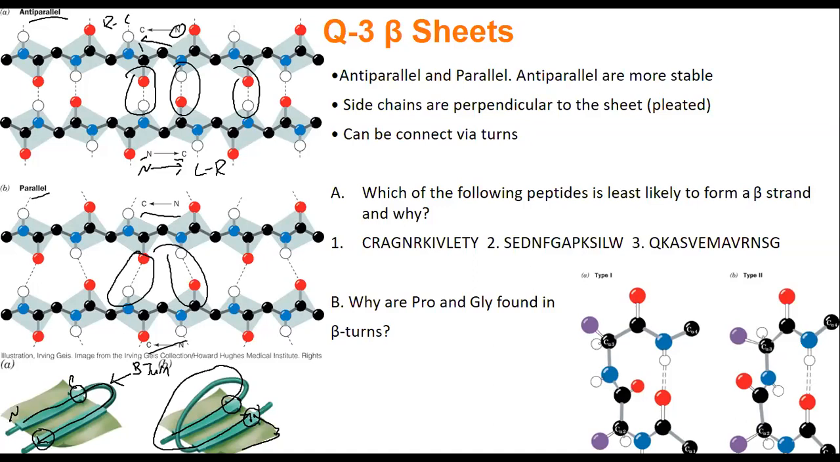We have a vote for 2. We have another vote for 2. The question is why? Another vote for 2. Why are we voting 2? What is it about 2? Why not 1? Why not 3?